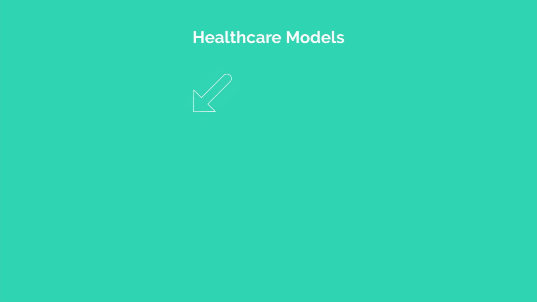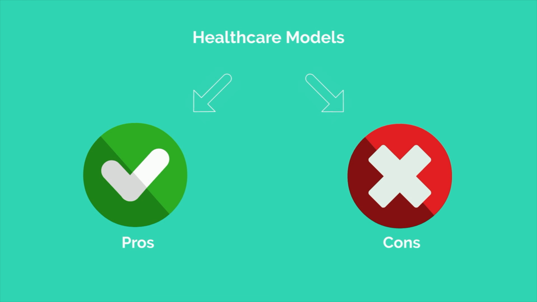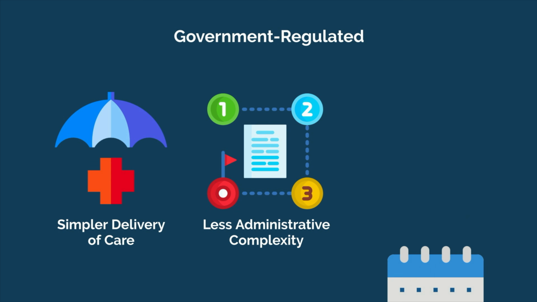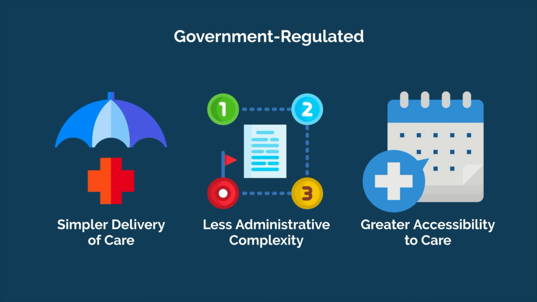Each of these healthcare models has its own unique basket of pros and cons. Generally, those that are more privatized are driving innovation and enjoying greater autonomy. And those that are more government regulated have a simpler delivery of care, less administrative complexity, and a population with greater accessibility to care.